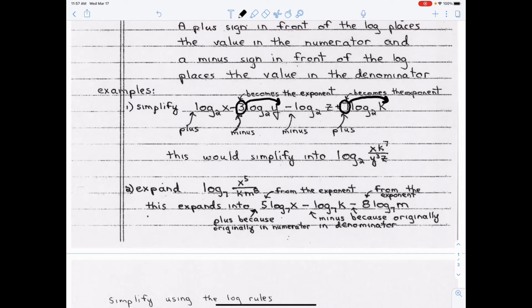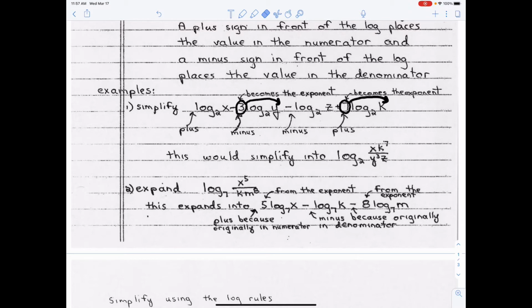Okay, if we're going to expand using the log rules, we'll do the exact opposite. If anything's in the numerator, we'll put a plus in front of the log. Anything in the denominator, we'll put a minus in front of the log. And any exponent, we'll put in front of the log. Okay? So again, I'm going to kind of look at this backwards from what I just said. What I said when we simplified is a plus makes the quantity go in the numerator, a minus makes the quantity go in the denominator. I'm just going to do the opposite. If it's in the numerator, you put a plus in front of it. If it's in the denominator, you put a minus in front of it.